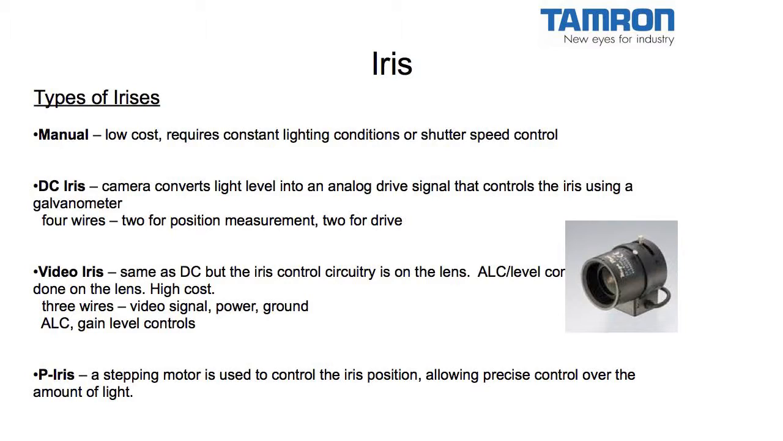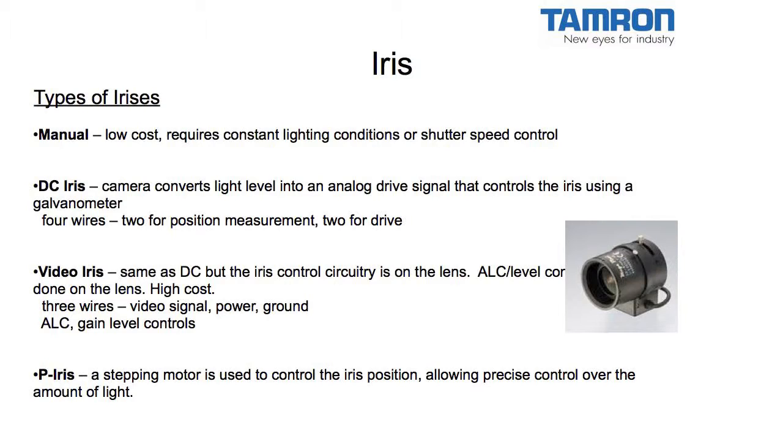The DC iris is the most popular type of iris. A DC iris is controlled by a galvanometer installed inside the lens. The camera converts light level information into a voltage that is used to control the iris. The video iris is similar to the DC iris, with the exception that the iris control circuitry is located inside the lens, and automatic light correction can be done in the lens circuitry. Due to the higher cost of this type of lens, video irises have recently seen decreased popularity.